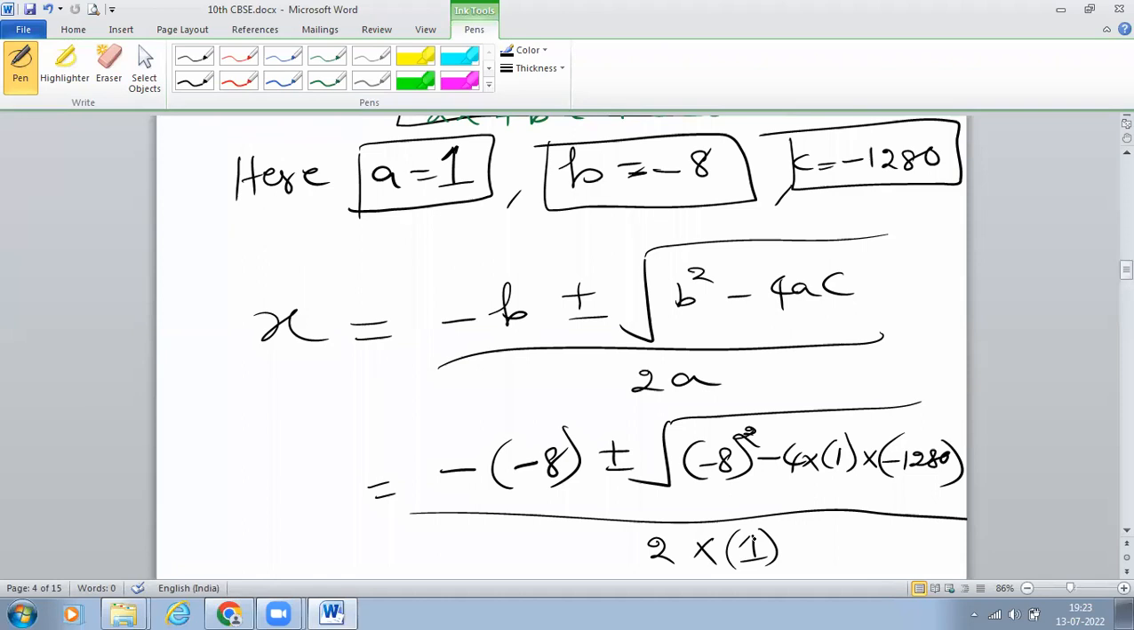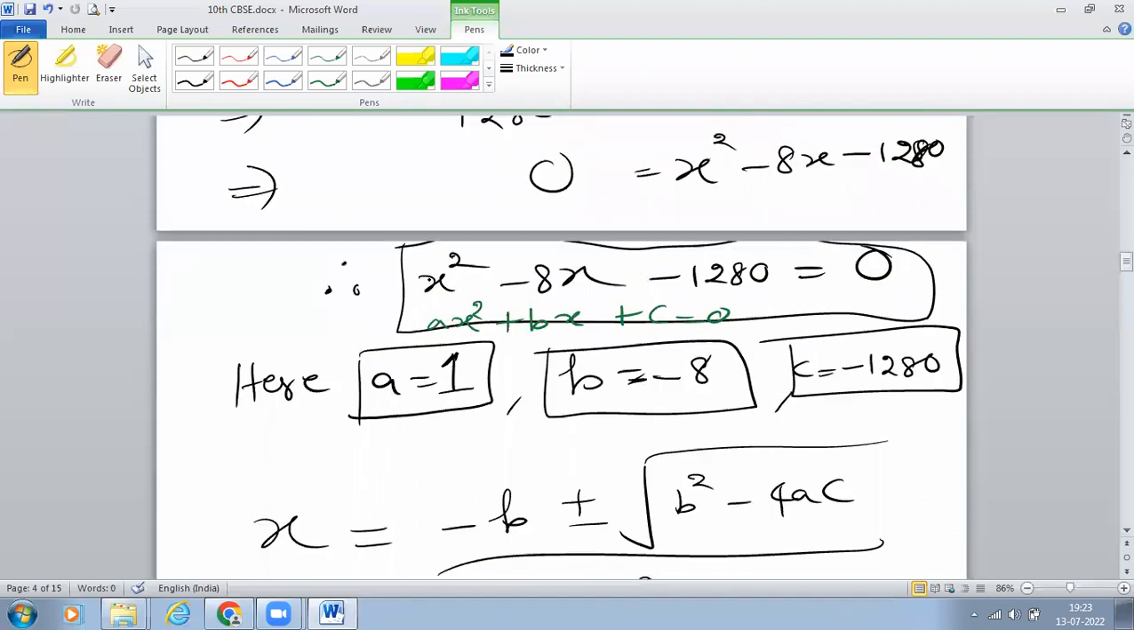But for this sum, listen, ma. Please read the question. That is the second question. Represent the following situation in the form of quadratic equations. That is what they asked. You have to represent the given situation in the form of a quadratic equation. Therefore, x square minus 8x minus 1280 is equal to 0. Up to this, the answer is okay. This is enough. This is the answer. We have expressed the given situation in the form of a quadratic equation.